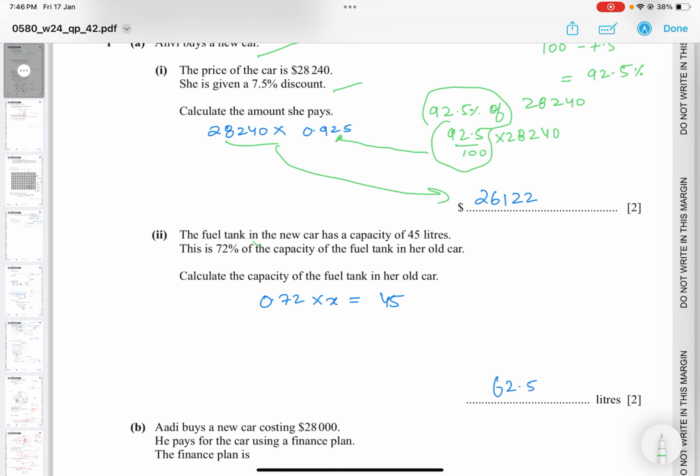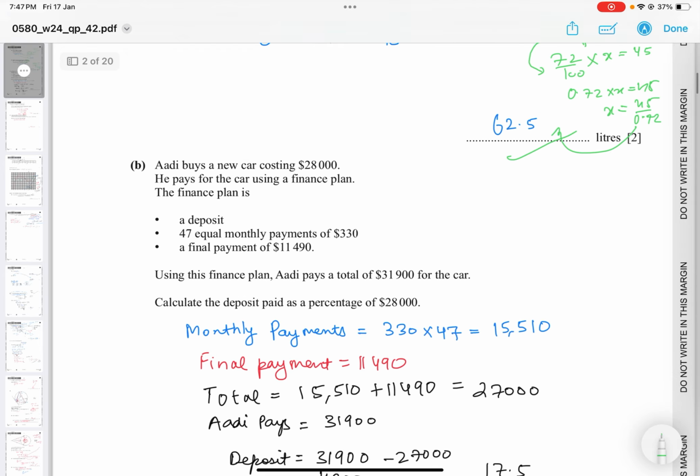Now, fuel tank in the new car has capacity of 45 liters, 72% capacity of the fuel in the old car. Capacity of the fuel tank in our old car. So see, 72% of old, let the old be x, equals to 45. That means 72 by 100 times, of means times, right? Percent, if you are removing percent, you divide by 100 times x equals to 45. That would be 0.72 times x equals to 45. X equals to 45 upon 0.72, and this is our answer.